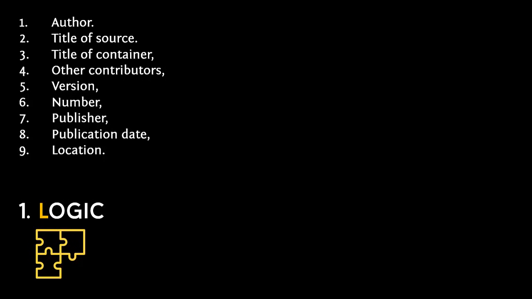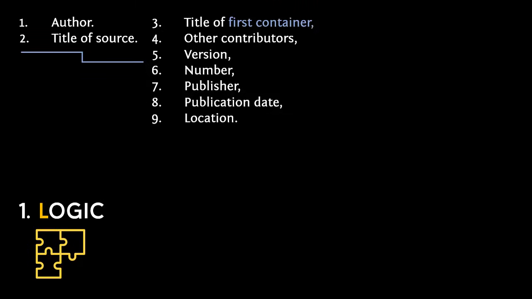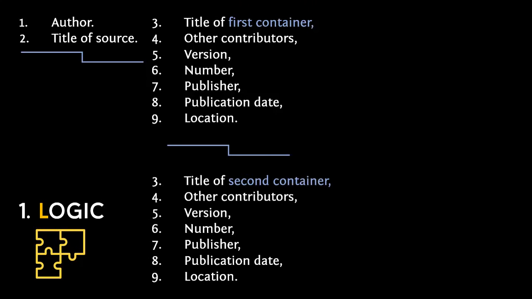Okay, so we've got our list of 9 things, right? Well, if we're doing some of this complicated digital stuff, we have to think of it this way. You have the same stuff as before: author, title of source, period, bam, period, bam. And then we have that first container, which has comma, comma, comma. It ends with a period. And then what if that container is inside another container? Well, that's what we're going to walk through.